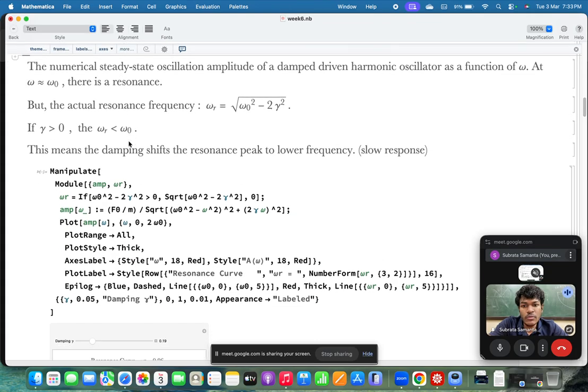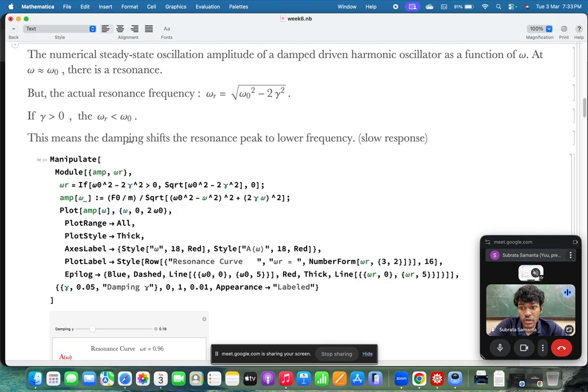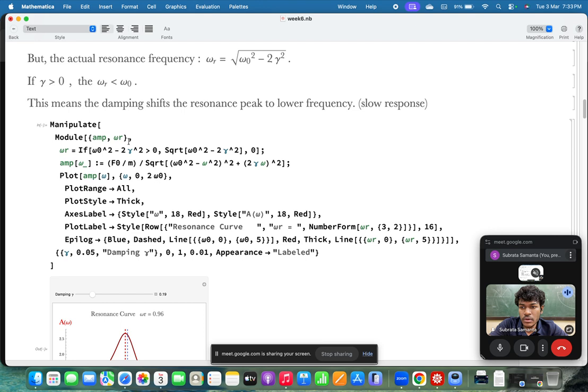You can also manipulate these things. The better way is to manipulate the gamma to different values to see how this changes. You can also do that in Mathematica, using the Manipulate function we discussed before. In this case you define a module with two functions: one is the amplitude and the other is omega r, the resonance frequency. You calculate omega r as the square root of omega naught squared minus 2 gamma squared, provided that this is positive, otherwise it is 0.